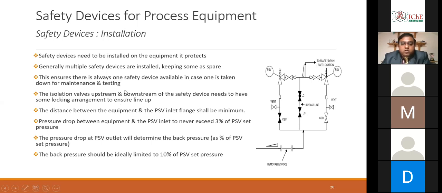When I told you about the locking device, if you see here it is written CSC, called car seal closed, and this is CSO, car seal open. Ideally this should also be CSO. Both the PSV outlet valves, irrespective of spare or working, need to be lined up always. And for the spare one, the inlet has to be closed, and for the working one, the inlet has to be open.